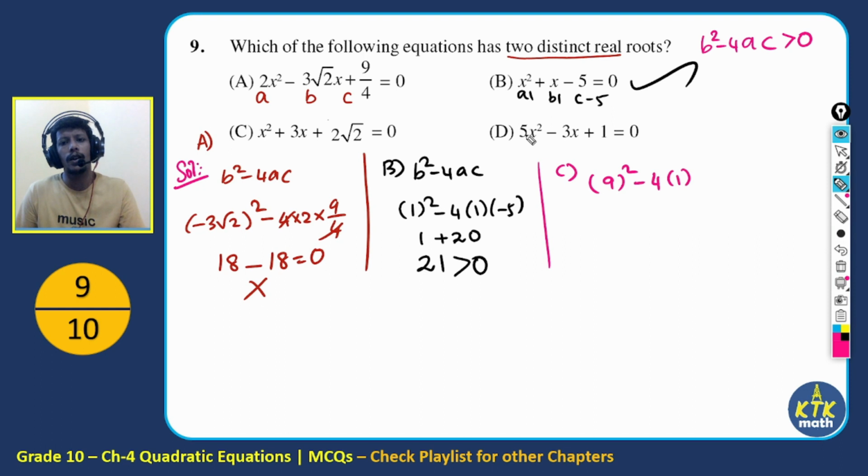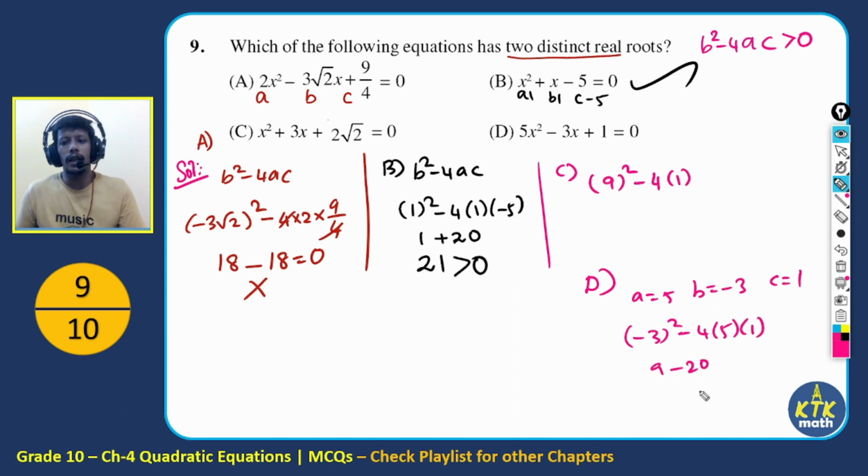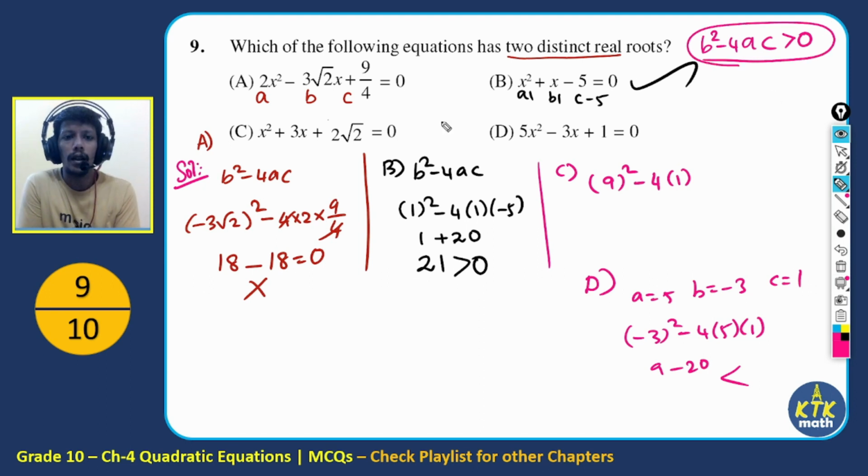Again, when you are considering 5x square minus 3x plus 1 for option D, a value is 5, b value is negative 3, c value is 1. So negative 3 square minus 4 times 5 times 1, so 9 minus 20. Here also we are getting negative only. So option B is the correct answer. Is that clear? So two distinct real roots means this condition you need to check: it must be greater than 0.